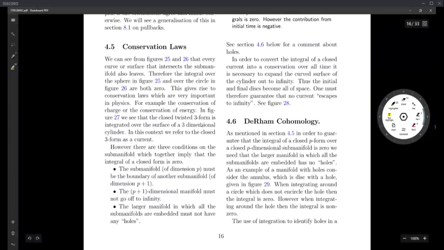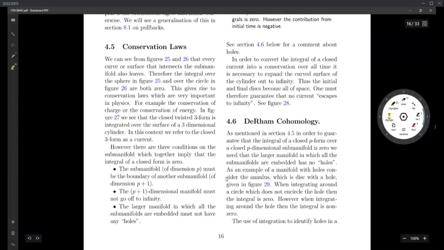So we were looking at conservation laws. What are conservation laws? Conservation laws simply state that the integral of a closed form is zero. There are three conditions which essentially put this into place. The submanifold of dimension P must be the boundary of another submanifold of dimension P plus 1.